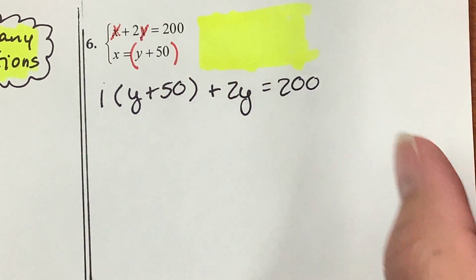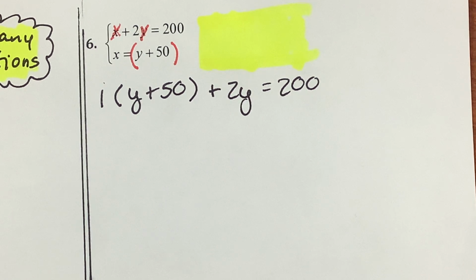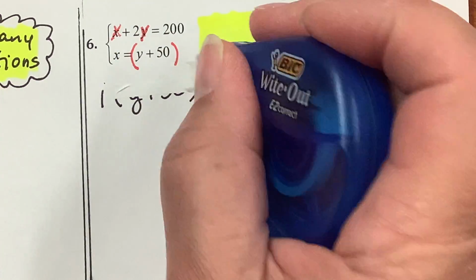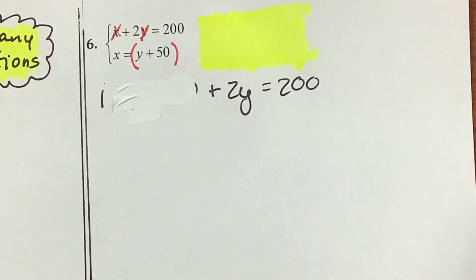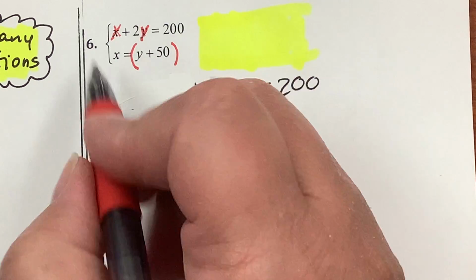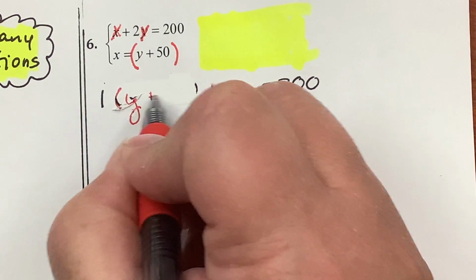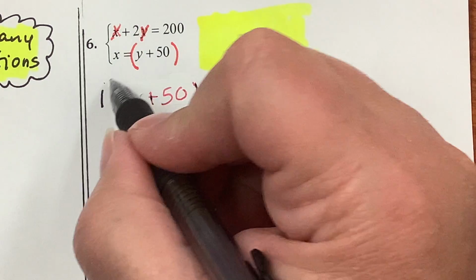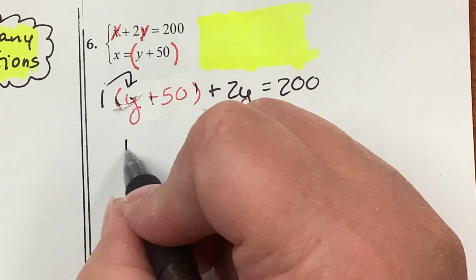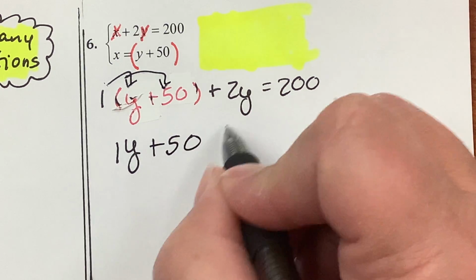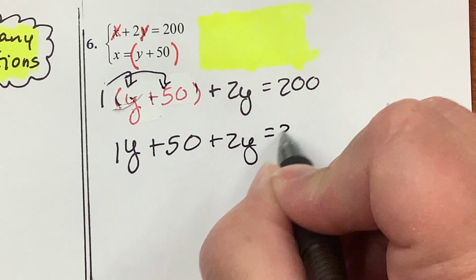Distribute. Really, Bono? Really? I can't believe it. This part was supposed to be red. This is the part that we're just doing the substitution with. I don't know what it is about this page. So instead of this x, I'm writing y plus 50 in parentheses. A little better. 1 times y, 1y. 1 times 50 plus 50 plus 2y equals 200.